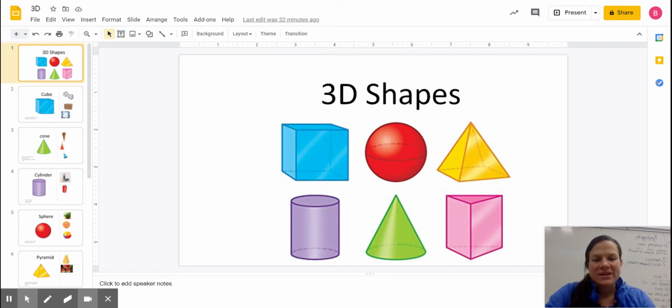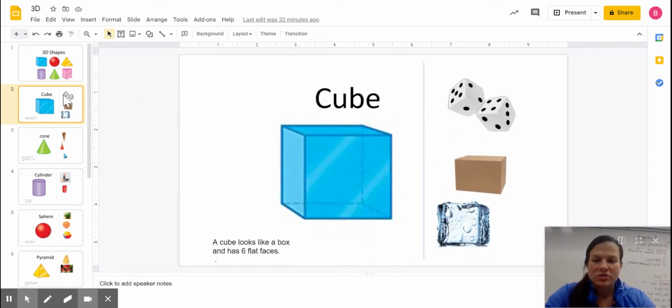Hey boys and girls, yesterday we learned about our 2D flat shapes, our circles, our triangles, squares, and rectangles. Today I'm going to introduce you to our 3D shapes. They're called solid shapes. The first shape I'm going to introduce you to is called a cube. A cube is like a box or a dice.